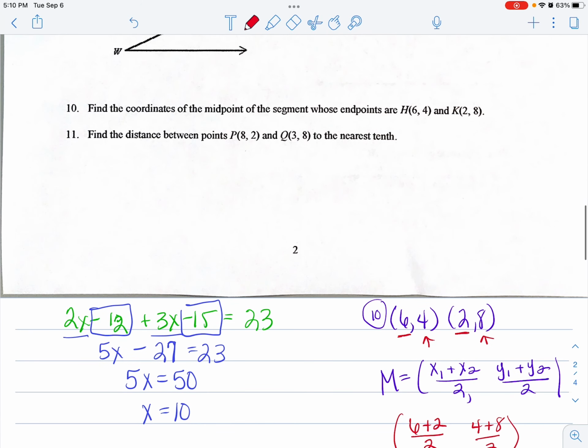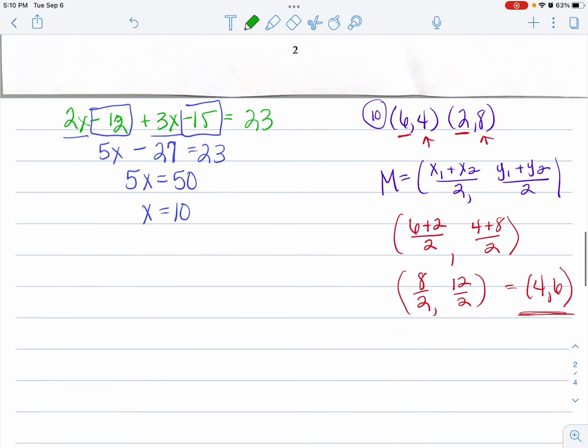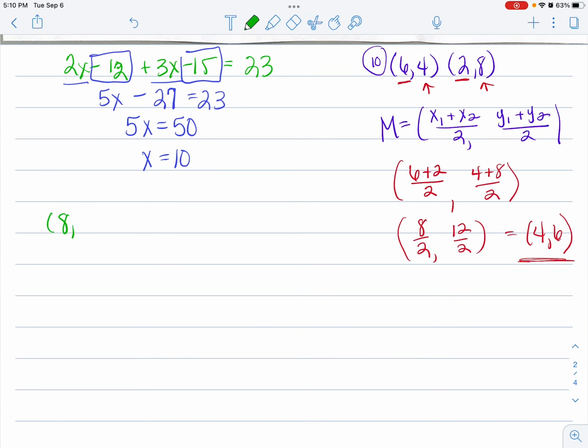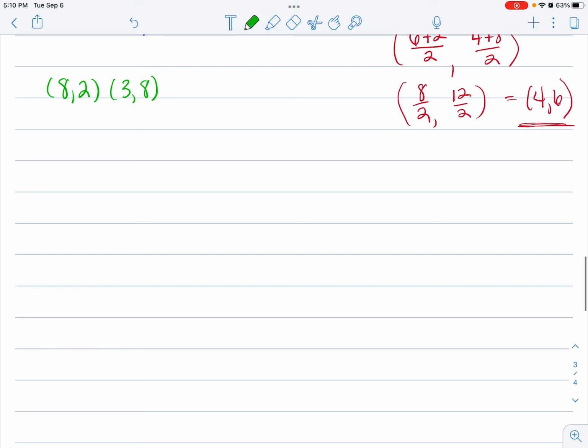Number 11 is the distance formula. I won't get on my soapbox about that one either. 8, 2, and 3, 8 were those 2 points. And again, it asks us to find the distance and round to the nearest tenth, so I will need to use my calculator at least for the last step on this one. The distance formula is the square root of x2 minus x1 squared plus y2 minus y1 squared. And we talk about how this is really just the Pythagorean theorem and the ruler postulate, because that's what it is.